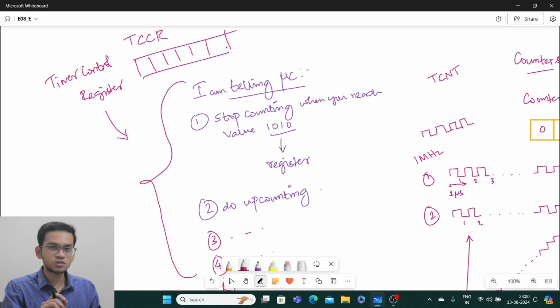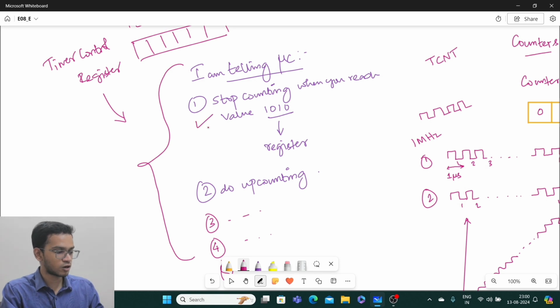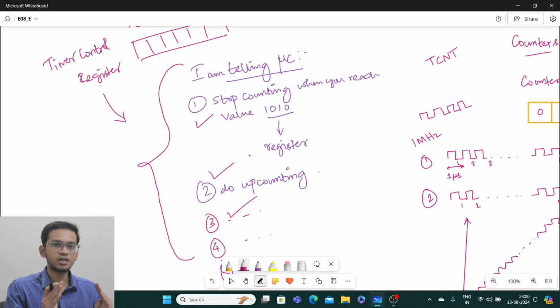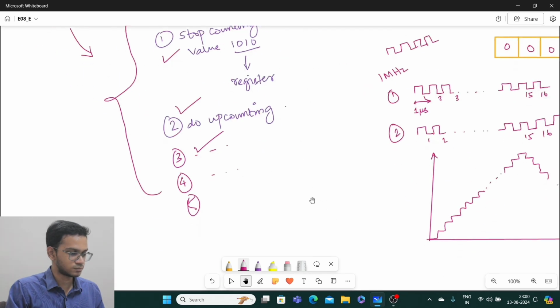If you write zeros and ones, see in the data sheet, if you write zeros and ones accordingly, then you can make it follow this rule. And if you write in some other combination, you can make it follow this rule also. Then if you add some other ones and zeros appropriately, you can make it follow this rule also. You can make it function in a certain way that you want among all the possible ways. So that is the usage of the timer control register.